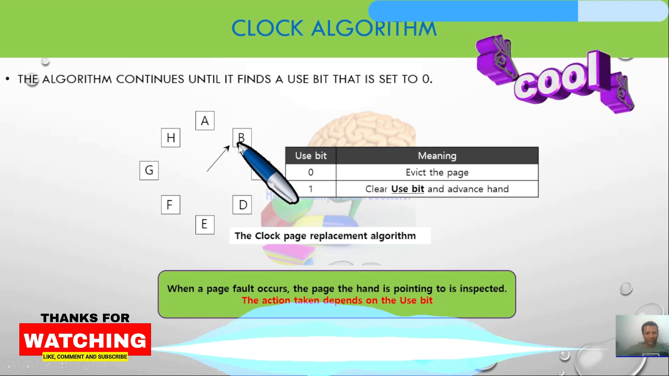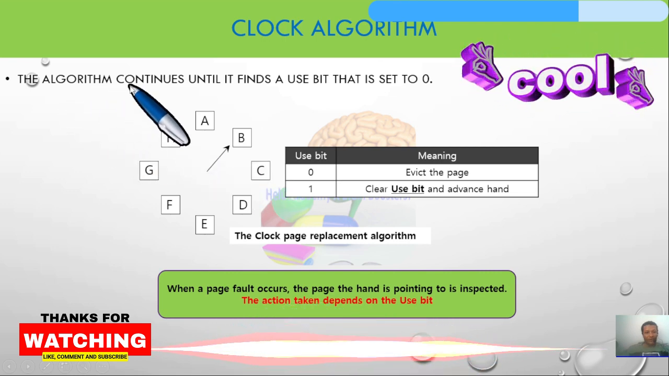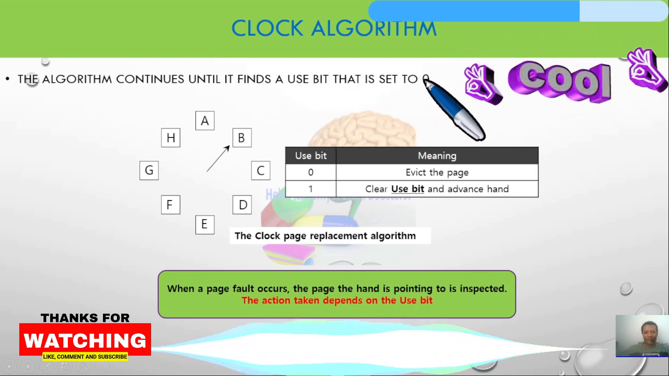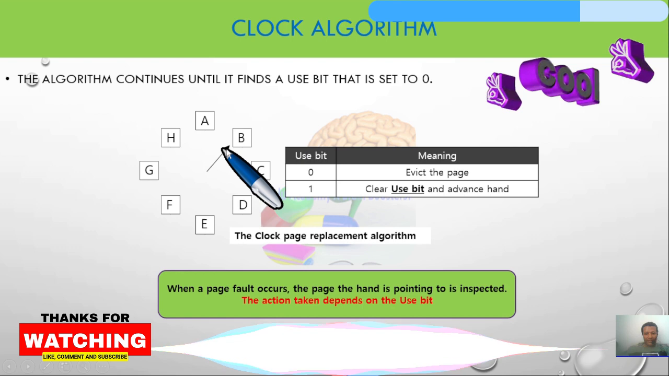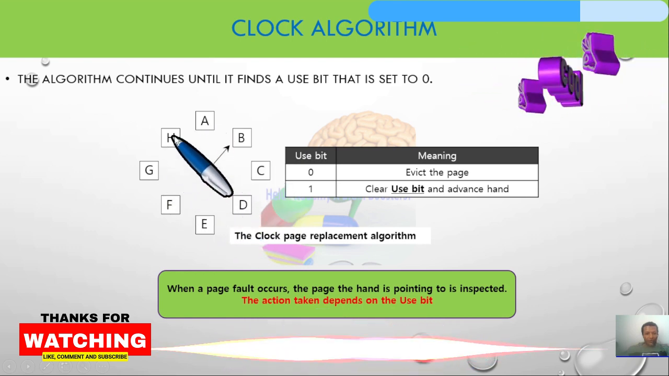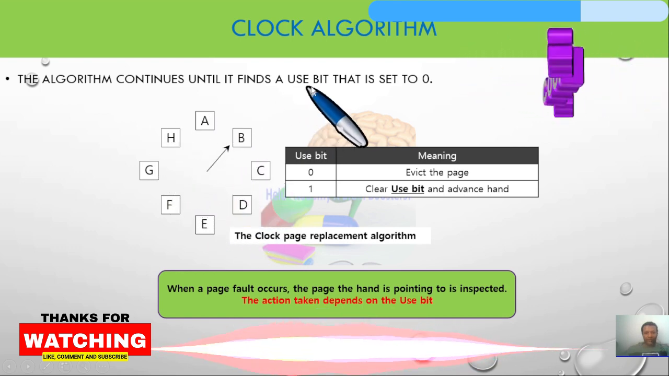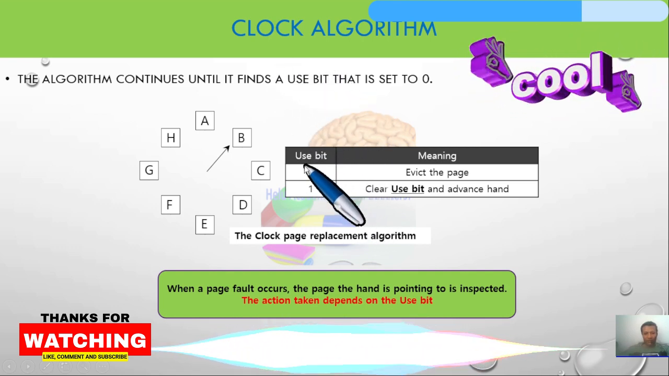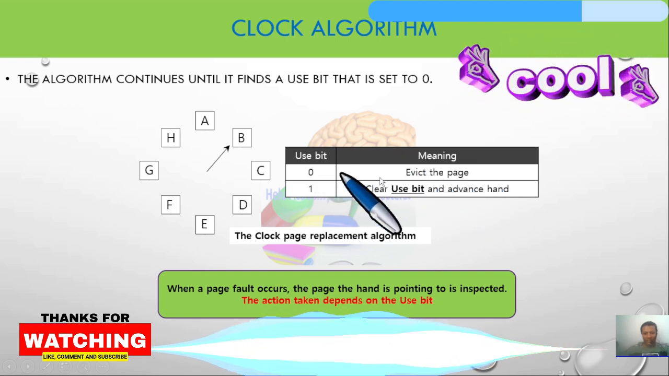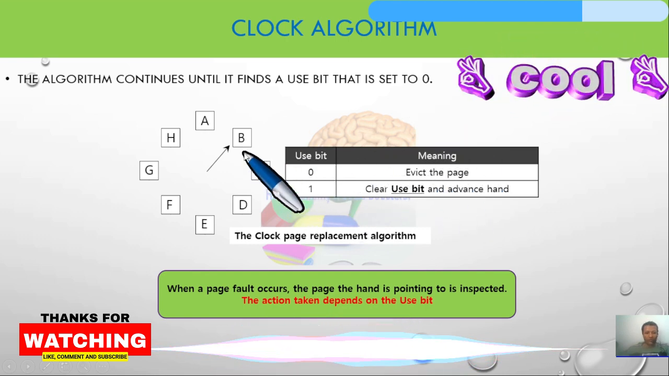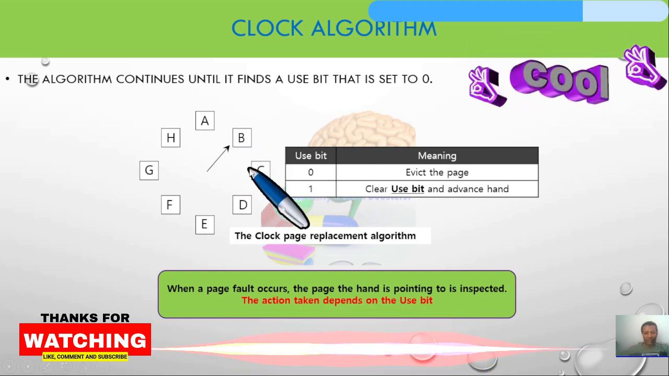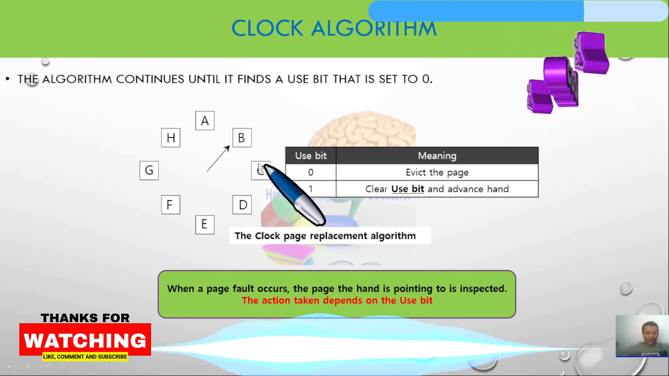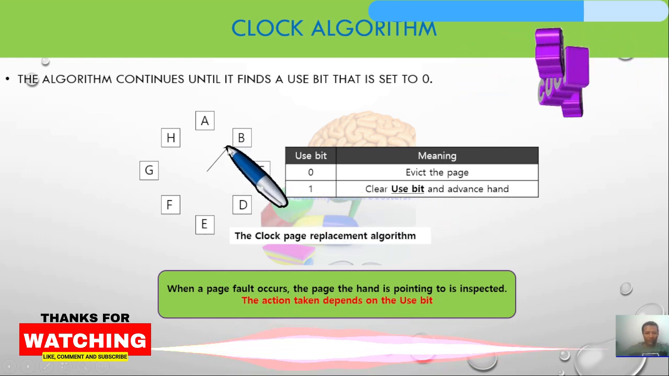The clock algorithm starts. The algorithm continues until it finds a use bit that is set to 0. It will keep rotating clockwise until it finds a use bit which is 0. As you can see here, the use bit is 0, meaning evict the page. If it is 0, then we evict the page and swap in another required page. If it is 1, clear the use bit and advance. So if it is 1, it will continue here.